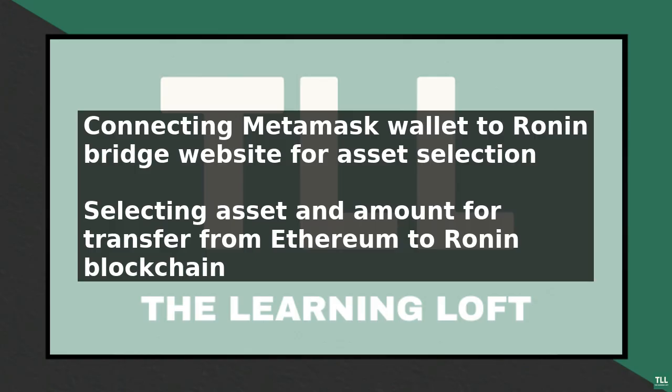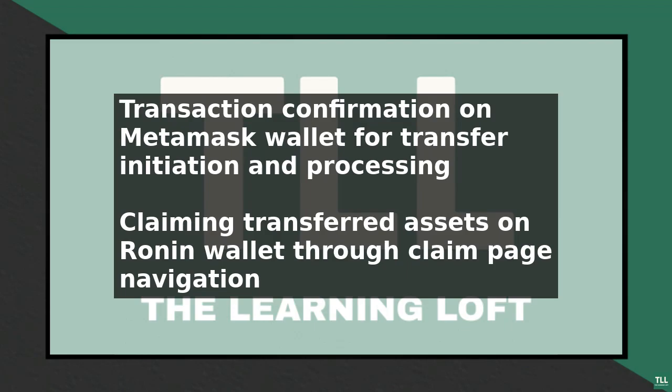It is essential to note that the Ronin bridge uses a burn and mint mechanism. This means that when you transfer assets from Ethereum to Ronin, the assets are burned on the Ethereum blockchain and minted on the Ronin blockchain. This ensures that the total supply of assets remains the same across both blockchains.